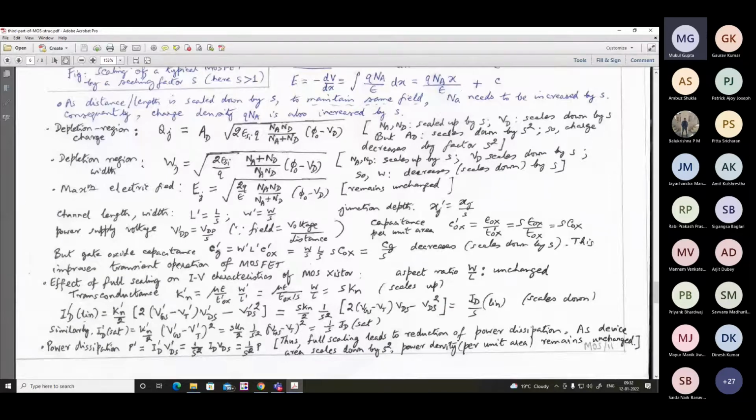But what about gate oxide capacitance? Now that you are multiplying this by two dimensions, length and width, it decreases. Although gate capacitance per unit area increases by a factor of S, the gate oxide capacitance, that is when gate capacitance per unit area is multiplied by area, cross section area, it scales down by S. This is beneficial. This will improve the transient operation of MOSFET. So one benefit of constant field scaling is that the overall capacitance is getting decreased.